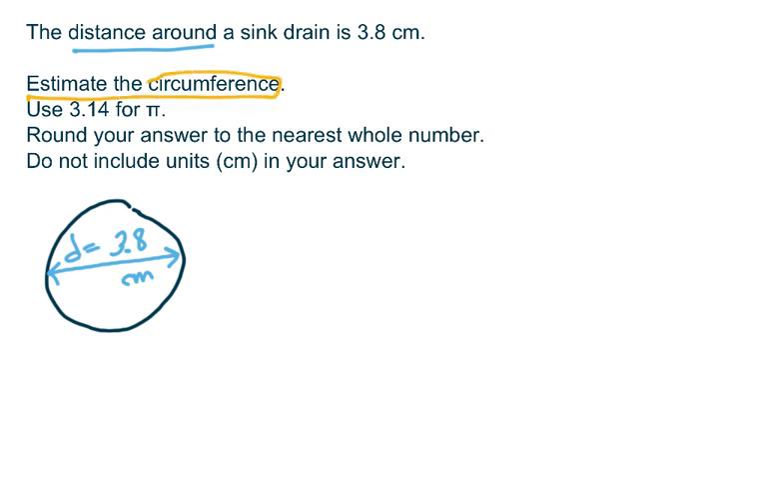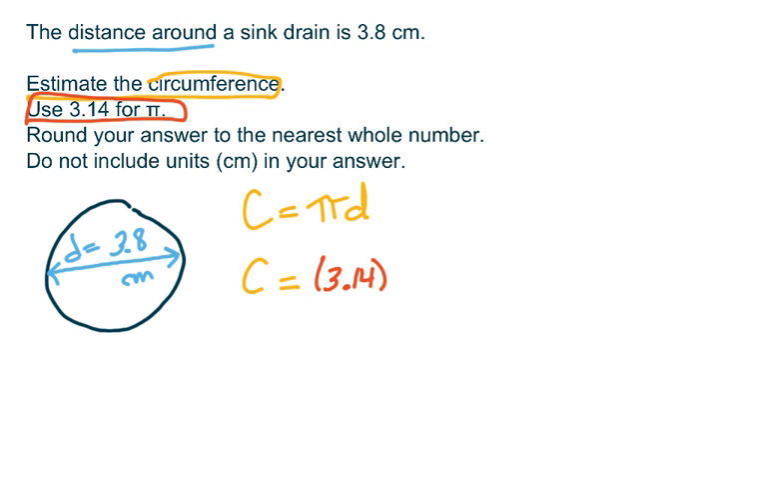Since I have figured out that I was given the diameter, I'm going to use the formula for circumference that is pi times diameter. That's going to be the most efficient formula for me. So that's the one that I'll use, and I'll substitute what I have. I'm finding the circumference. I'm told in the problem to use 3.14 for pi, so that's what I'll put here.